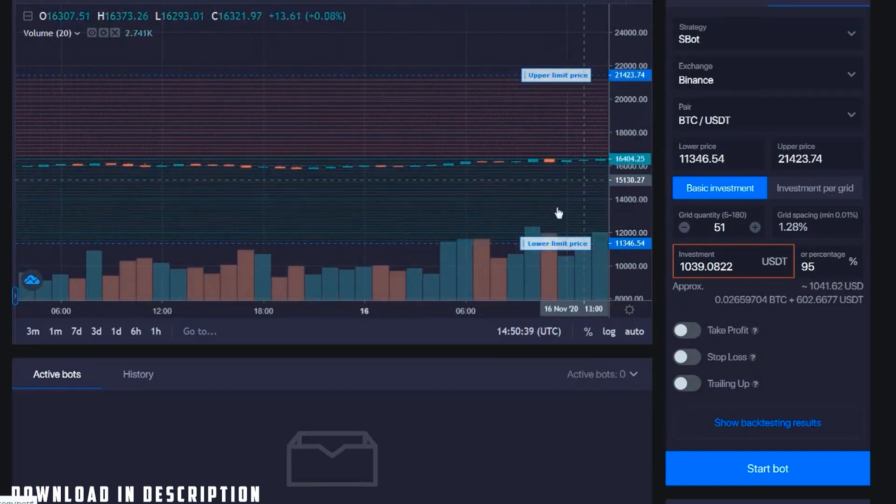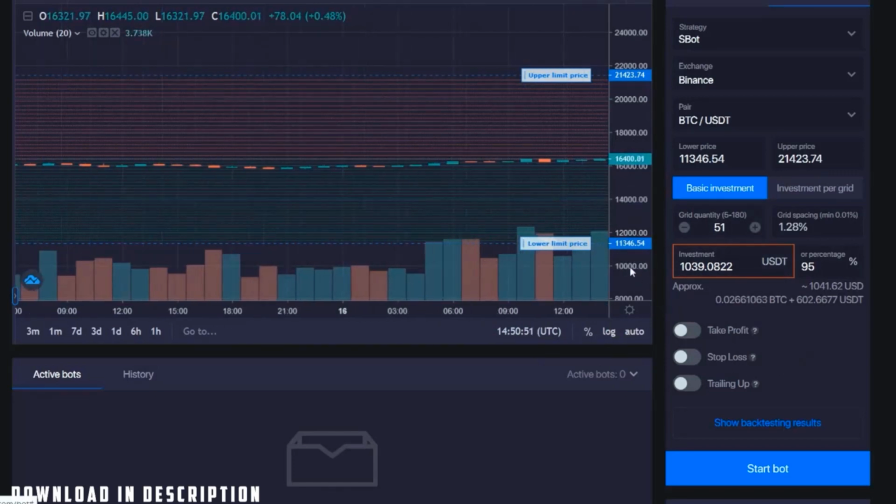If this was a highly volatile asset, that would be perfectly fine. If this was like Uni token, for instance, that would be perfectly fine because it moves up and down dramatically within those kind of ranges. But for Bitcoin, it's probably not the greatest.